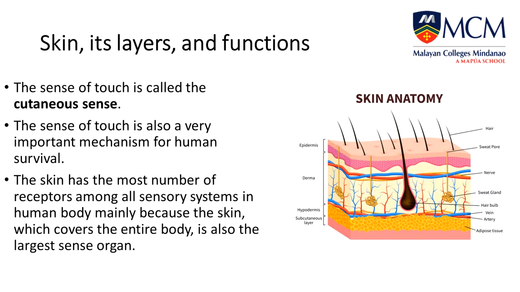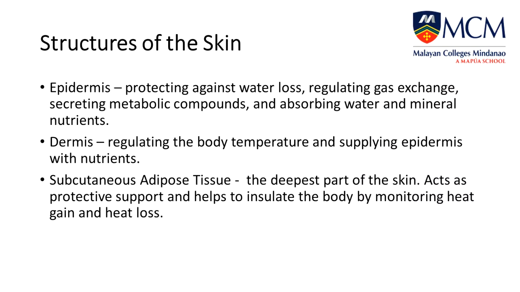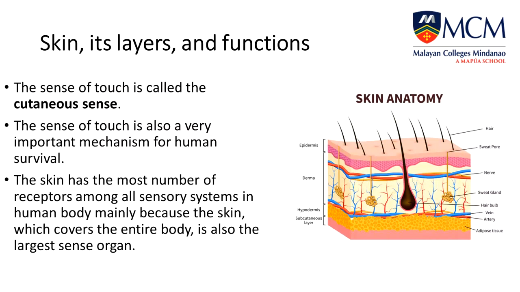The skin has the most number of receptors among all the sensory systems in the human body, mainly because it covers the entire body, and it is also known as the largest sense organ. So there are different structures of the skin. We have the epidermis, the dermis, and the subcutaneous or adipose tissue, or the subcutaneous layer. So these are the layers of the skin.